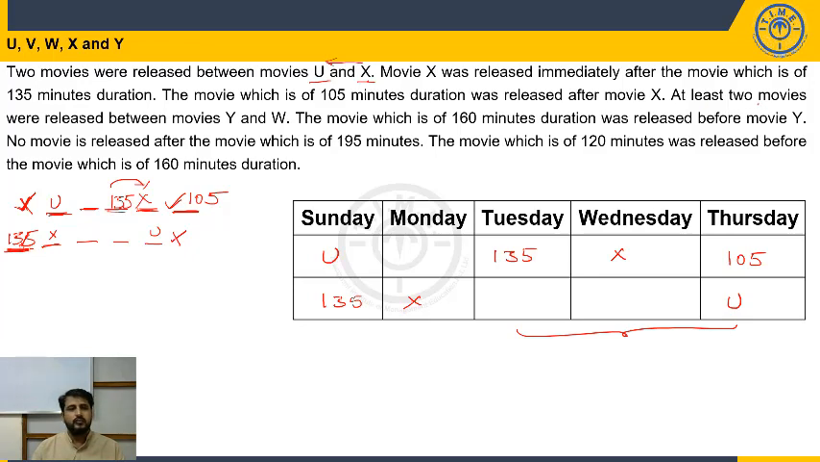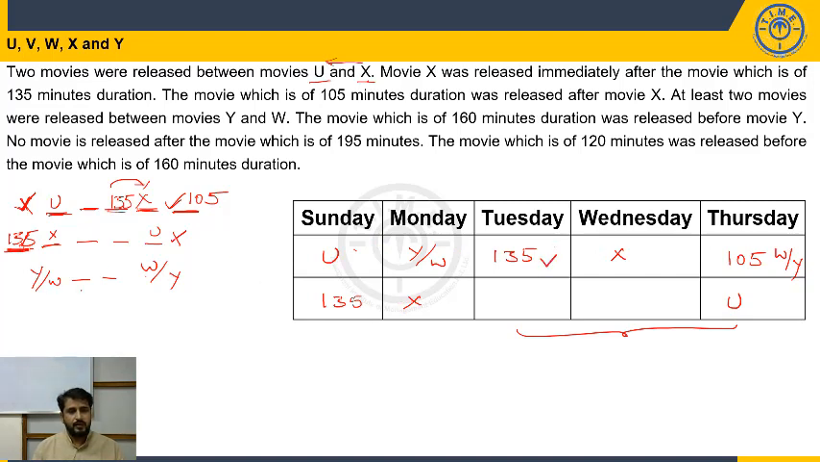At least 2 movies were released between movies Y and W. Between Y and W, how many movies? 2 movies. Where can I place? Monday, Thursday in this case. Y or W? W or Y. Out of the 5 persons, 4 are fixed. Who is the remaining? V. So V will be here.